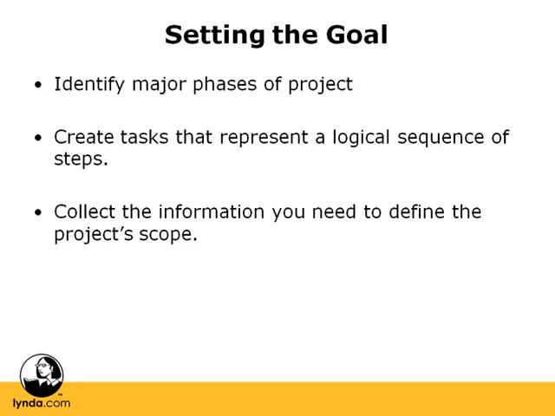First of all, setting the goals. You want to identify the major phases of the project, and this is usually done by creating a goal scope or a statement about where you want to go with your project. You can then create a list of tasks that are going to be a sequential set of steps that you need to accomplish in order to achieve that phase.